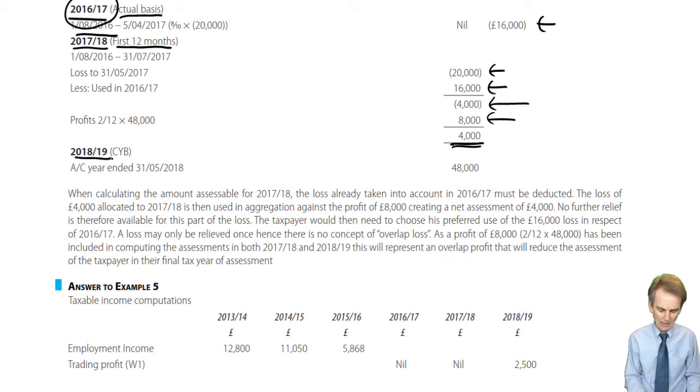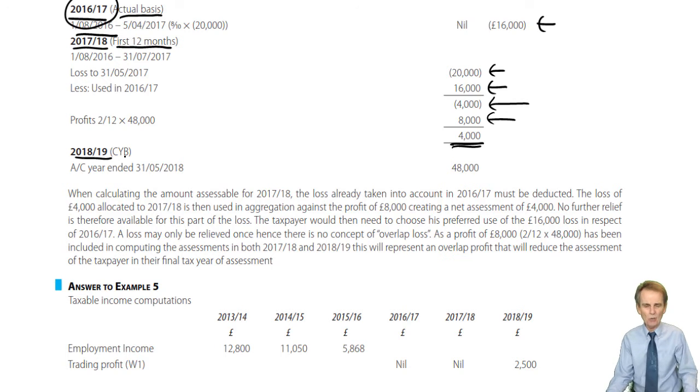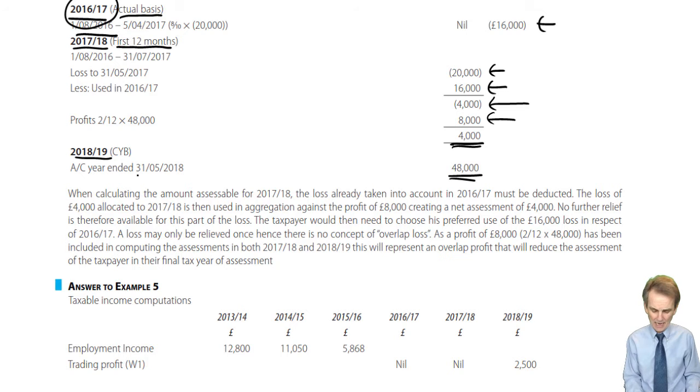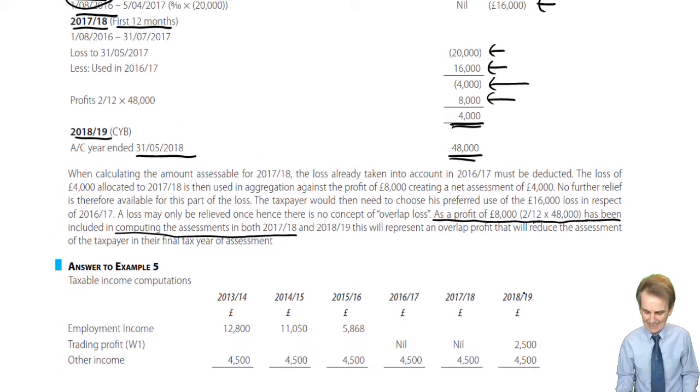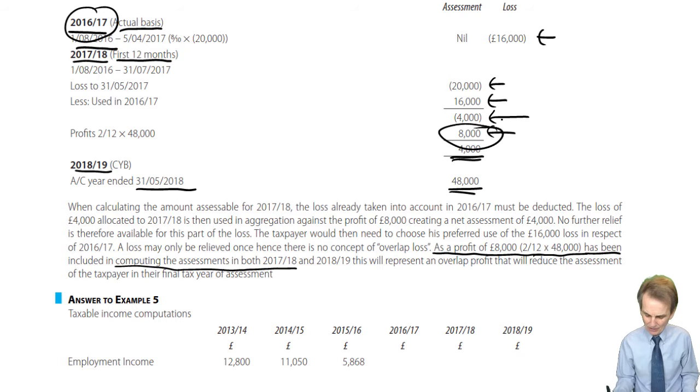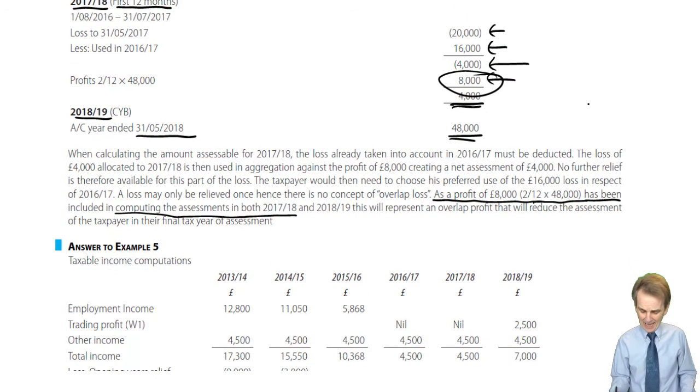Moved on then to 18-19, our third tax year, and as is usually the case, by then we could use a current year basis, which of course was the 48,000 for the year ended May 18. Now, what we didn't discuss last time, but hopefully you've read about here, is that as we have a profit of 8,000, the 2/12 of 48,000, that has been included in computing the assessment for 17-18, here we have that £8,000 going in and deriving the net £4,000 assessment in 17-18. And it's also, of course, a part of the £48,000 assessed in its own right in 18-19.